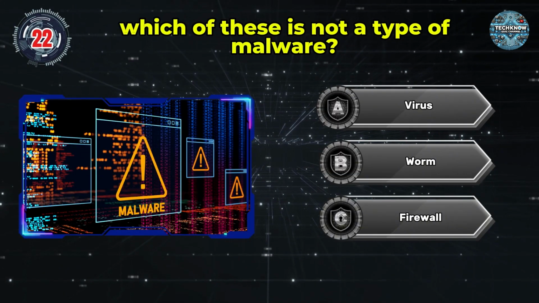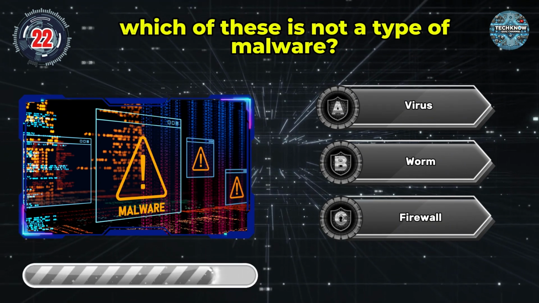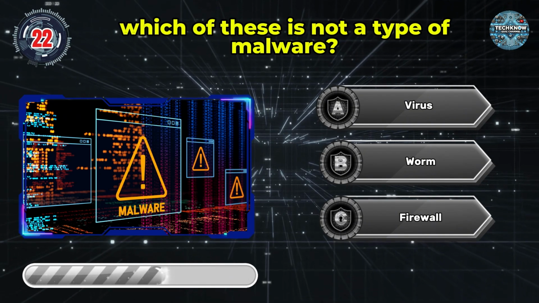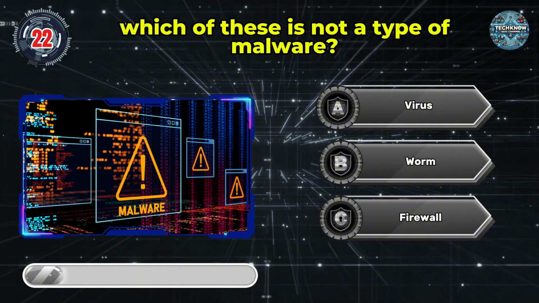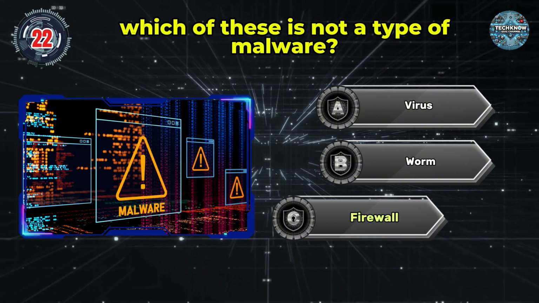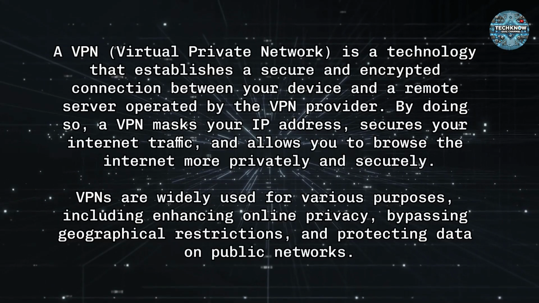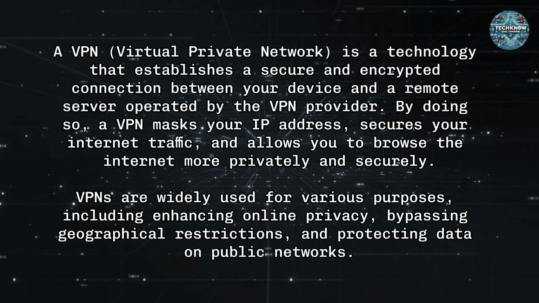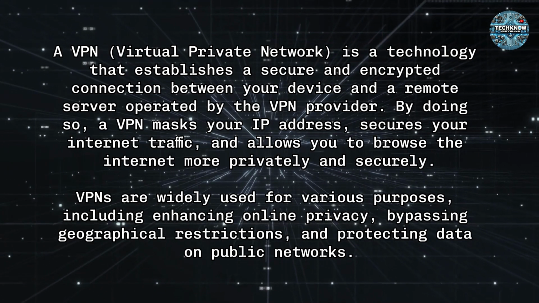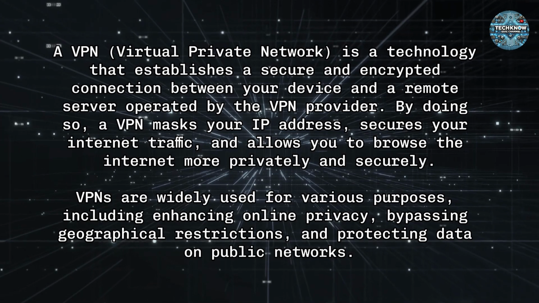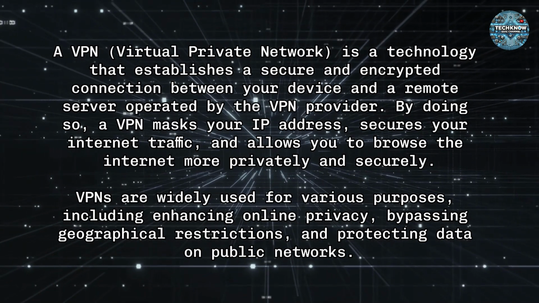Which of these is not a type of malware? Firewall. A firewall is not malware. It is a security mechanism designed to protect systems by monitoring and controlling incoming and outgoing network traffic. In contrast, the other options, virus, worm, and Trojan, are types of malware.